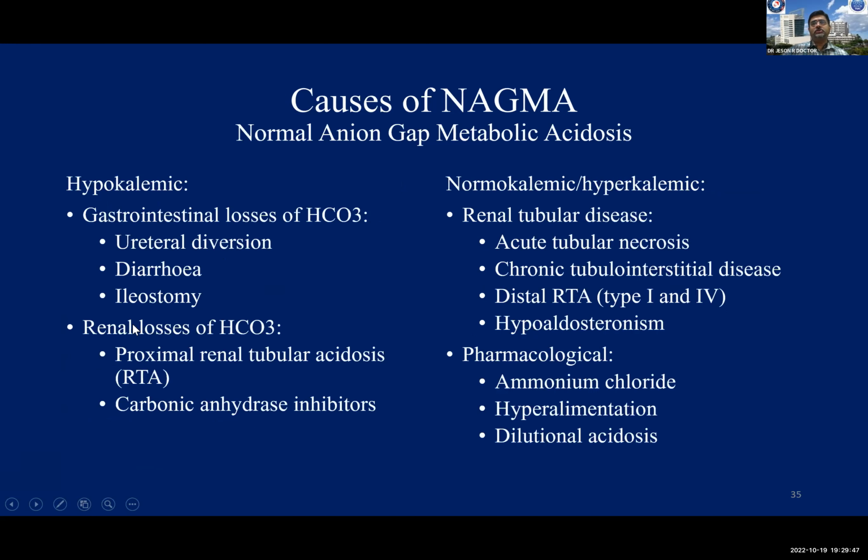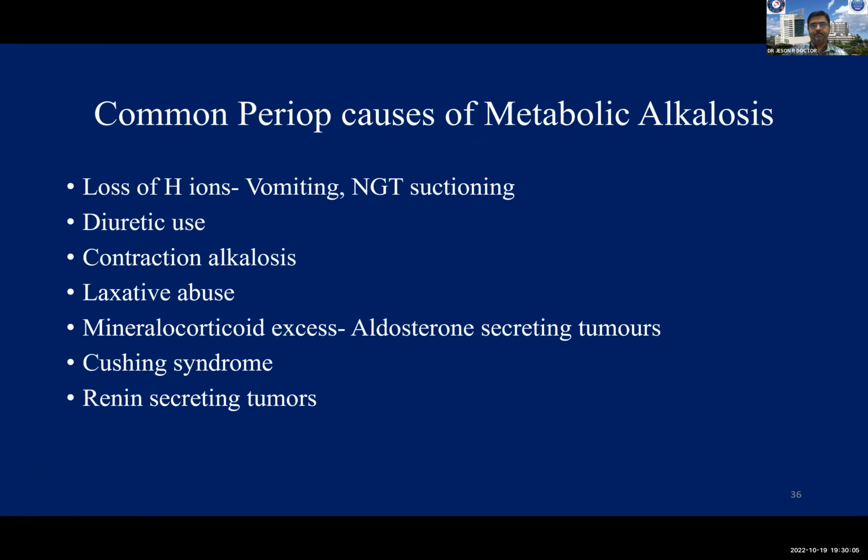The causes of normal anion gap metabolic acidosis are ureteral diversion, diarrhea, ileostomy, renal tubular acidosis when they are hypokalemic. When they are hyperkalemic, it is distal renal tubular acidosis, tubular necrosis, hypoaldosteronism, and dilutional acidosis, hyperalimentation, etc.